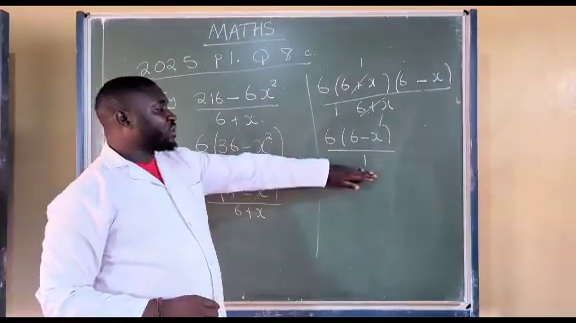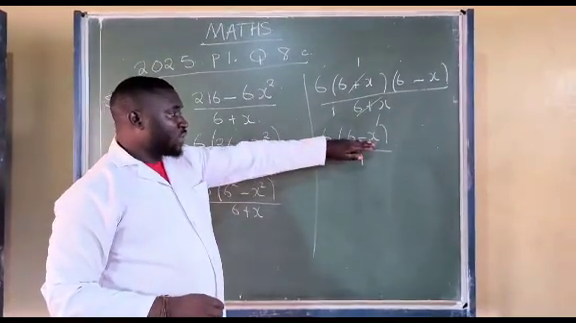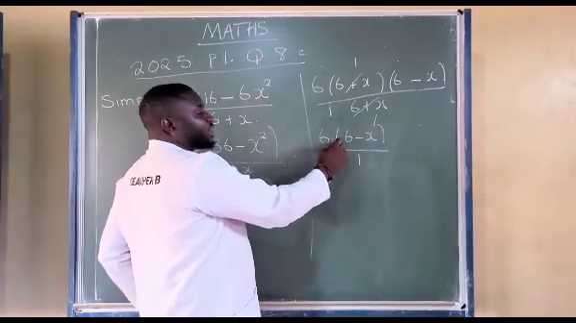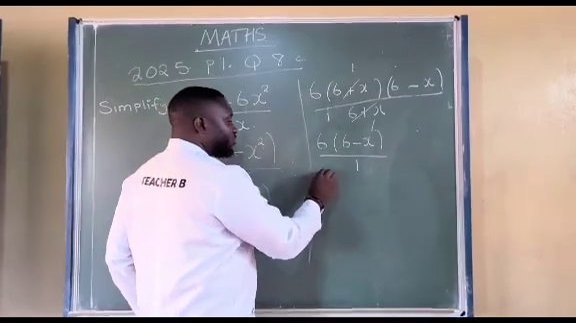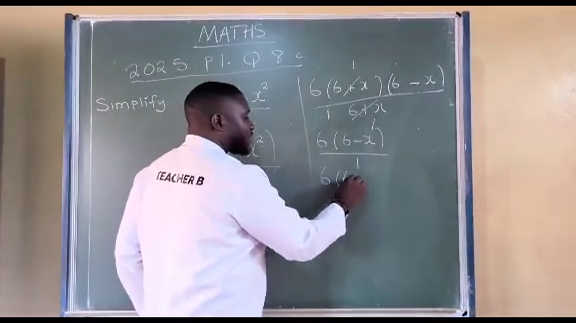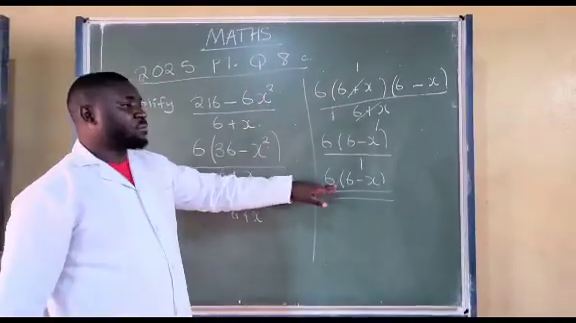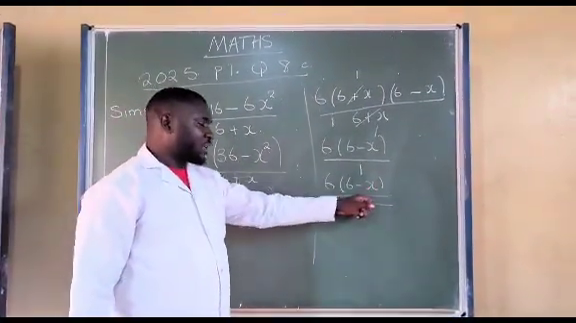Now we divide 1 into the numerator, which is 6, open bracket, 6 minus x, which will give us 6 times (6 minus x). Here you don't expand, you just leave it like this.